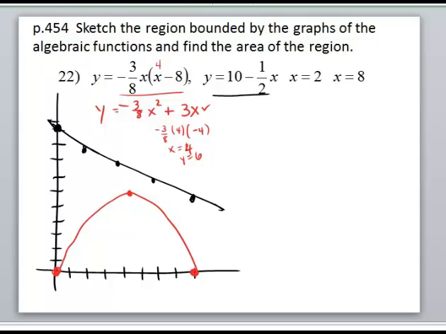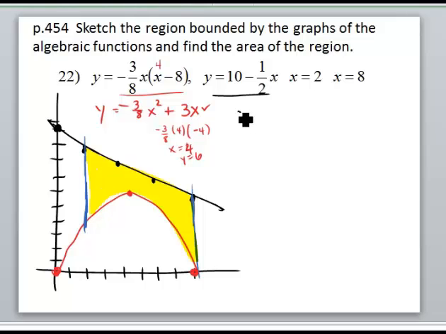Now remember, we're only talking about from x equals 2 to x equals 8. So now I have some bounded territory here. We were going to find the area of this region right here. We're actually supposed to not just graph it, but find the area as well.